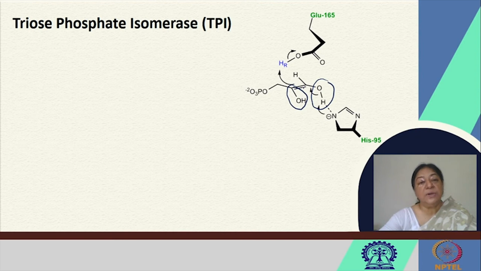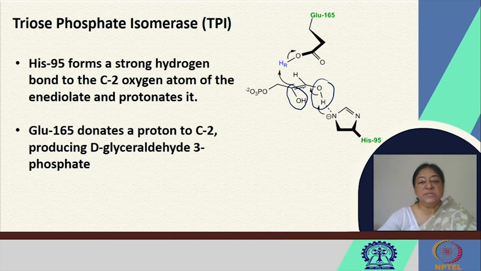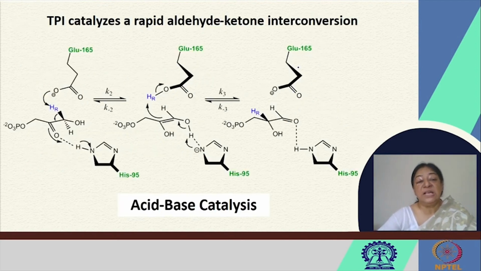So this is our ene-diolate intermediate. In this process, histidine 95 forms a strong hydrogen bond to the C2 oxygen atom and protonates it. Then Glu 165 donates a proton to C2. Here is the donation of the proton to C2, producing the product. So the overall reaction is, as we can see, an acid-base catalysis example involving an isomerase.